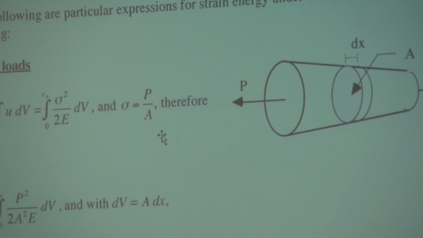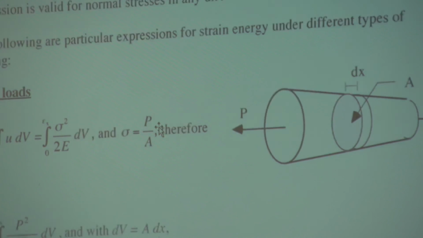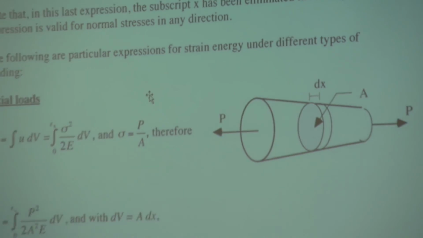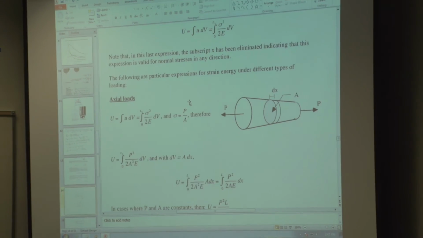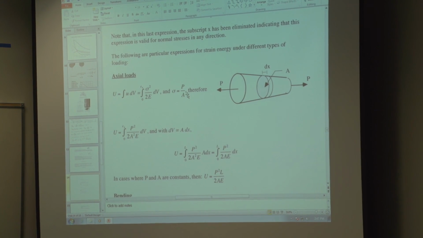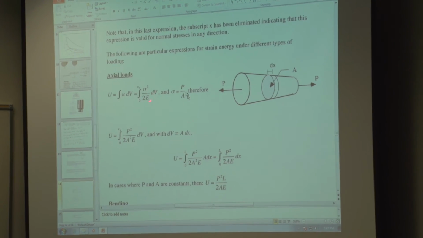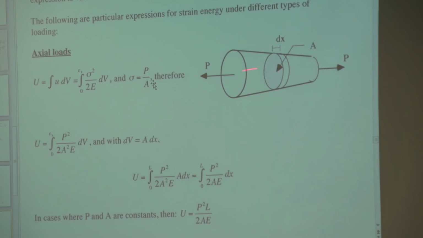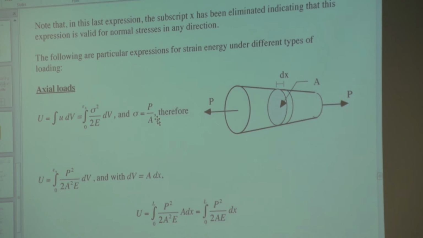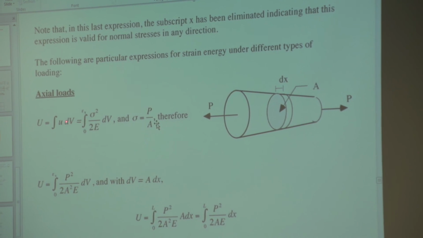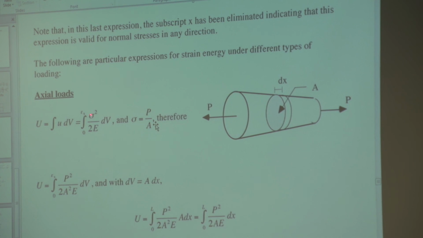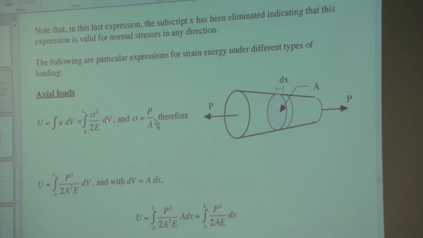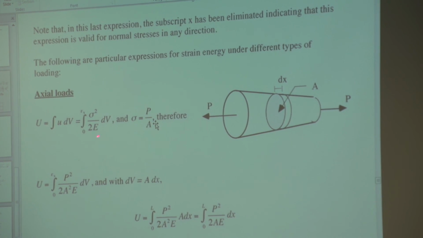For example, we apply that equation, and remember what the equation is. Sigma squared over 2E times dV, and you take the integral of it. Repeat it here again. Axial loads. And now the cross-sectional area is not a constant. It changes. The integral of u dV, integral of sigma squared over 2E dV, that's the previous equation that we had.